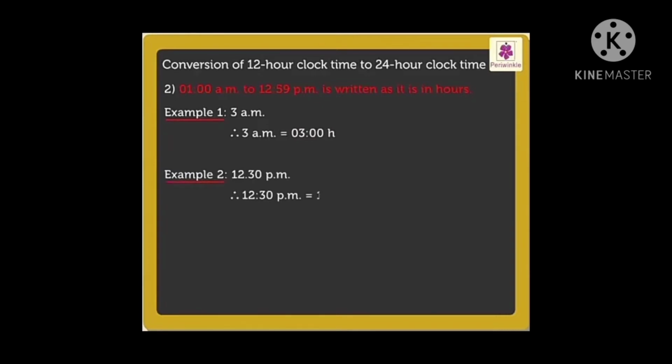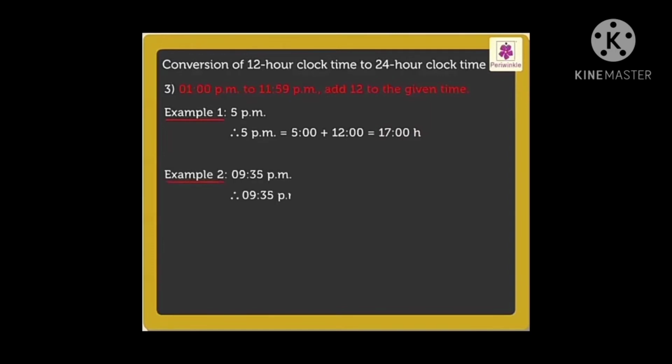2. The time from 1 a.m. to 12:59 p.m. is written as it is in hours. For example, change the time 3 a.m. to the 24-hour clock time. It will be written as 03:00H. It is read as 300 hours. 12:30 p.m. is equal to 1230 hours.